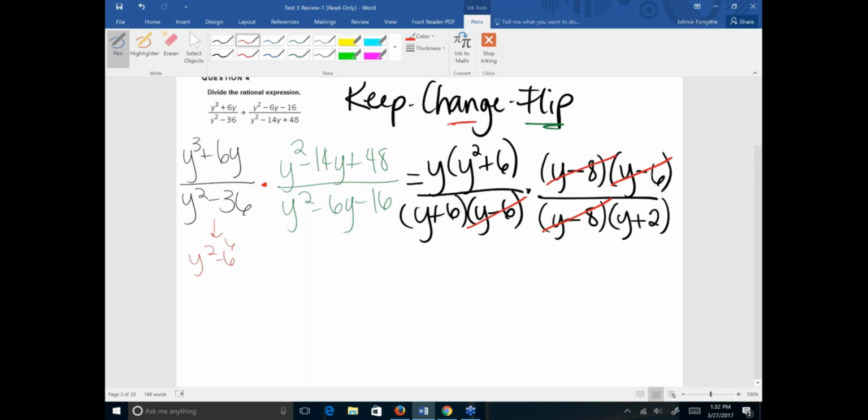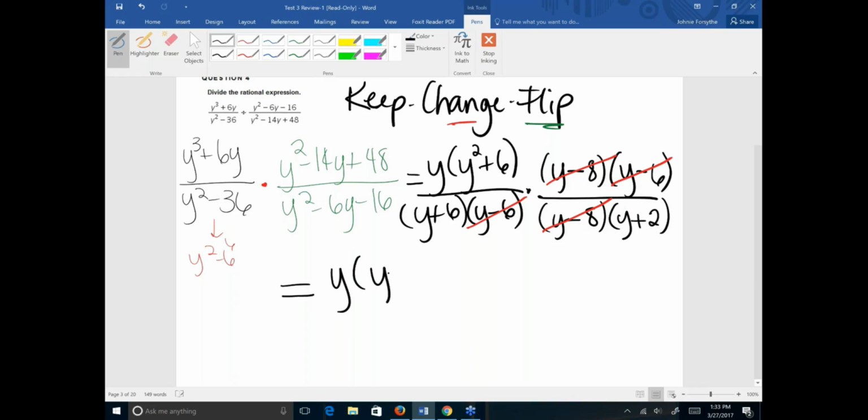You may want to cancel something with the y plus 6 in the bottom and the y squared plus 6 at the top, but those are not the same factors. So we cannot cancel those out. And there's no single y at the bottom to cancel with this y at the top. And there's no y plus 2 to cancel with the y plus 2 in the bottom. So now we're just going to write what we have left, and that's going to be our final answer.